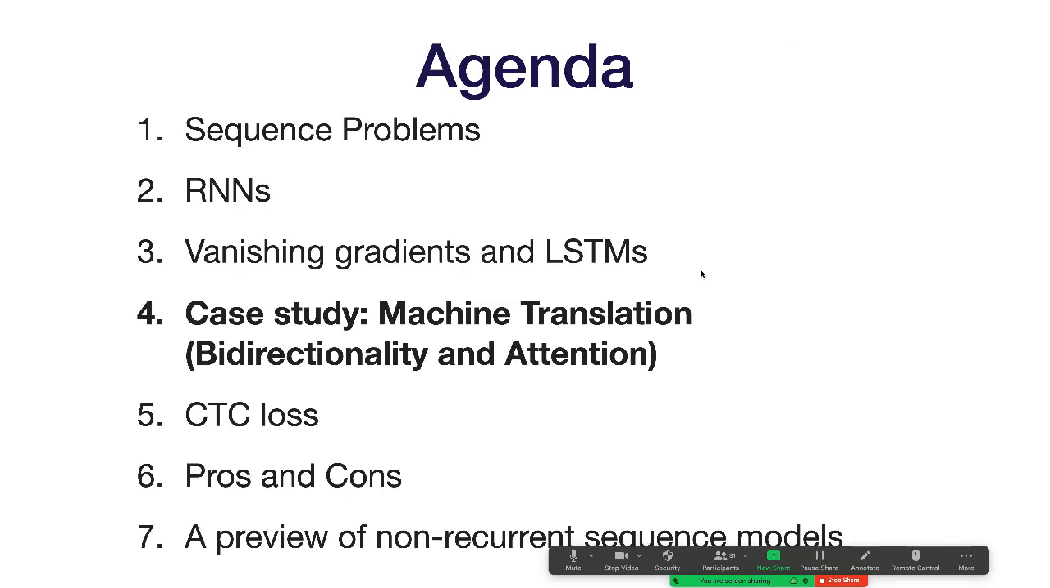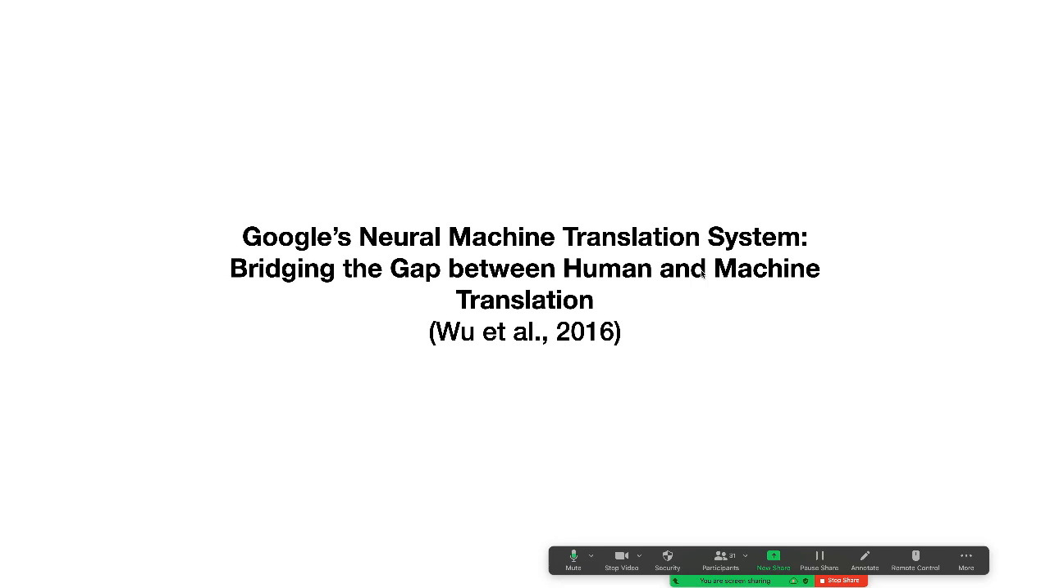Up next, we're going to talk more about machine translation. We're going to introduce 2 ideas. One is bidirectionality, and the other is attention. So these are the big ideas to take away from this section. And this is all from this one paper from back in 2016. At one point, this was running in production at Google. I highly doubt that it is anymore, but it's worth knowing about anyway.